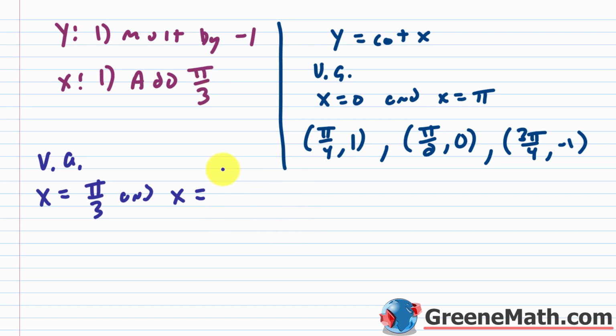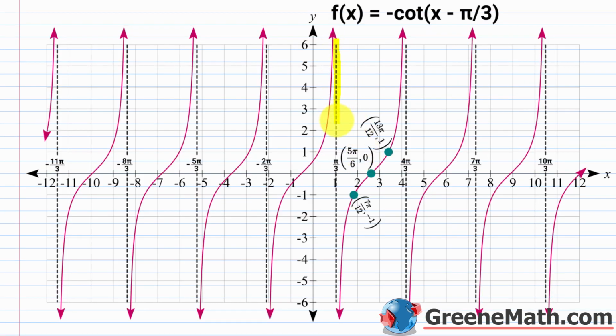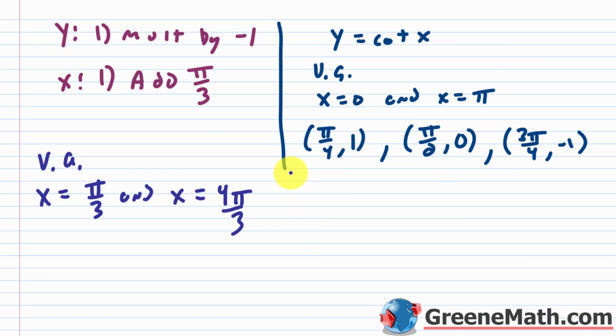So 4 pi over 3. Coming down, here's your x equals pi over 3, and then here's going to be your x equals 4 pi over 3. So we've got the vertical asymptotes. We just need these 3 points here. And so for those, let me put a little border here, a little border here, like this.